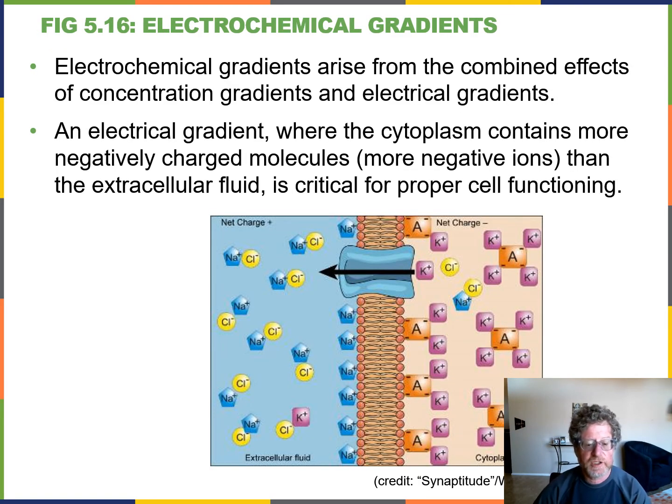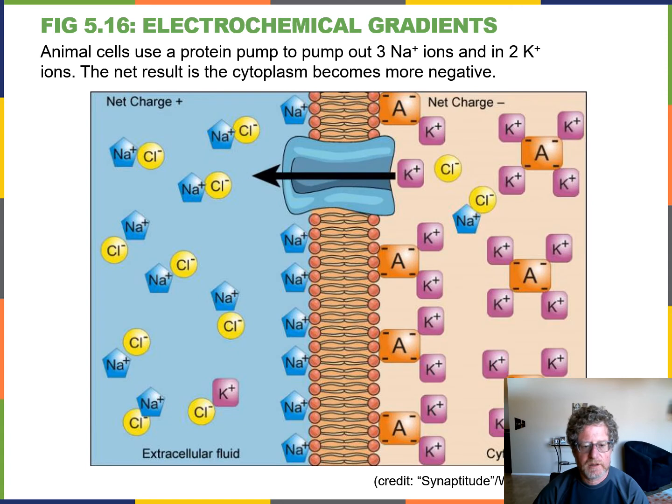So for proper functioning, animal cells maintain a negative charge inside themselves relative to a positive charge outside of themselves. And they do this by actively pumping in potassium ions and actively pumping out sodium ions. So we'll see in a minute how that works. But in any case, there's a pump, and this pump is an antiport, and it pumps out 3 sodium ions, and it pumps in 2 K positive ions.